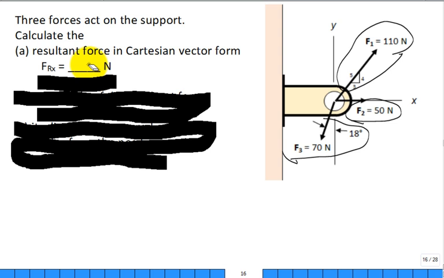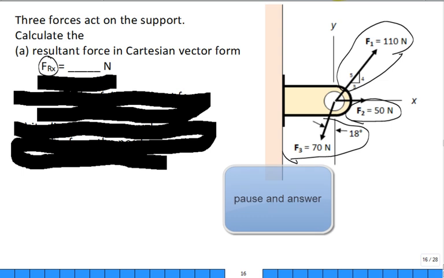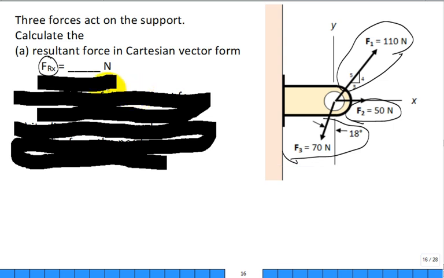To do that, you basically have to get the resultant into x. So that's your first clicker. Let's get the resultant into x. So how do you do this? Basically, to get the f r in the x, you have to get f1 in the x plus f2 in the x plus f3 in the x.